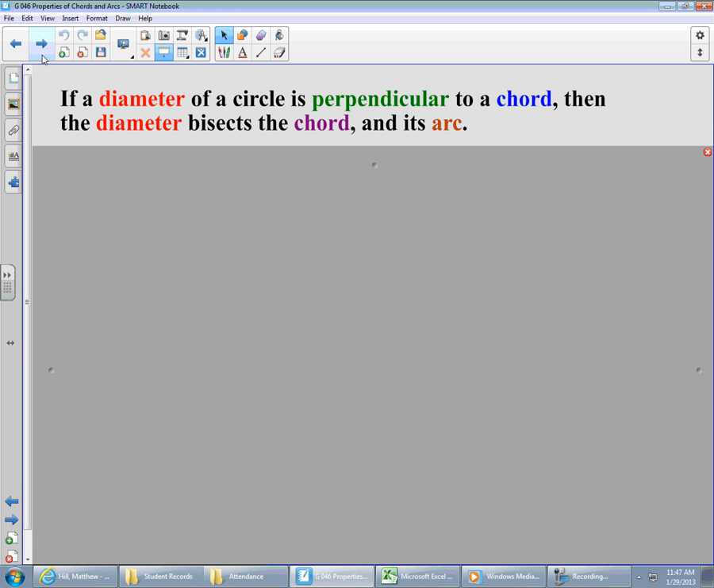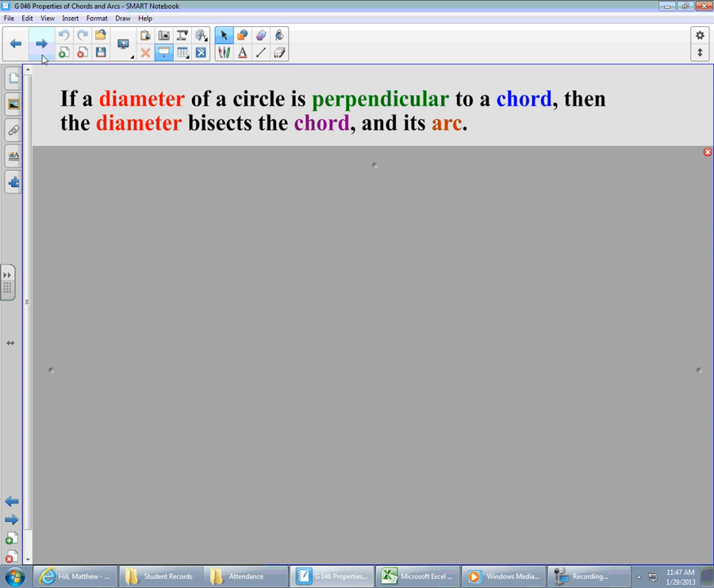Okay. Here's the first property. And this thing, I've got it massively color coordinated. And you're going to see that a little bit on a lot of the rules that we talk about with our circles because a lot of it is a lot of words referring to a lot of stuff in a diagram. Okay, so the rule is going to say that if a diameter of a circle is perpendicular to a chord, then the diameter is going to bisect the chord and its arc.